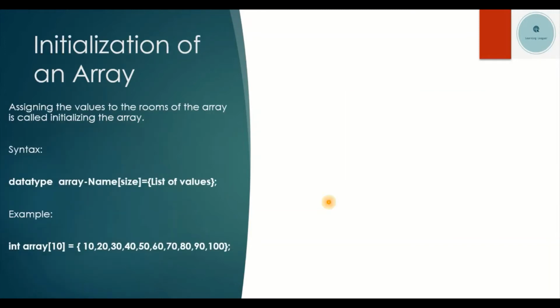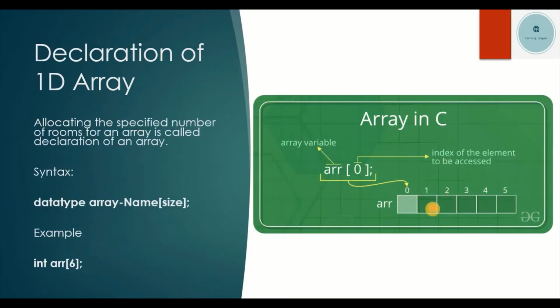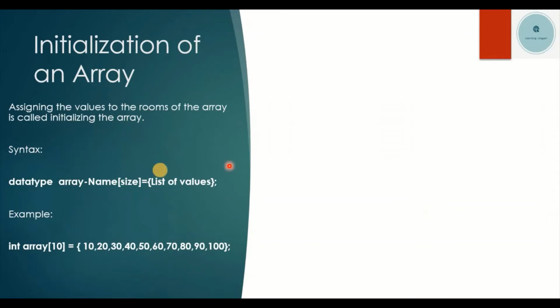Now we see initialization of an array. Assigning a value to the rooms of an array is called initializing the array. See, when we declare an array, the rooms will be empty. We don't have any particular values. So assigning a value, giving a value or storing a value to this particular array, we call initialization. So what is the syntax for this: data type, array name, of size.